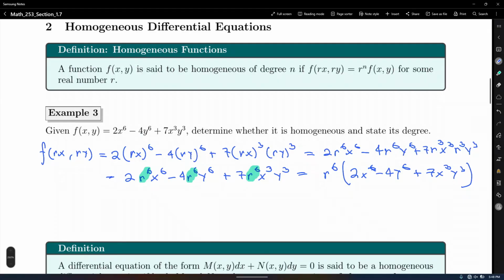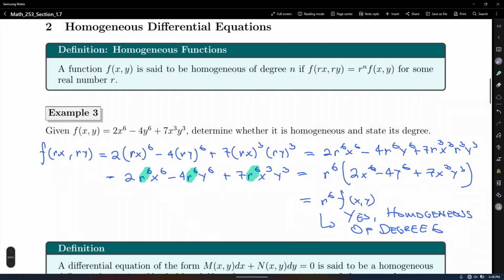It does, right? So this is the same as saying r to the 6 f of x y. Well, with this, we say, yes, homogeneous of degree 6. Okay? This is a homogeneous function of degree 6. Not all functions are homogeneous.